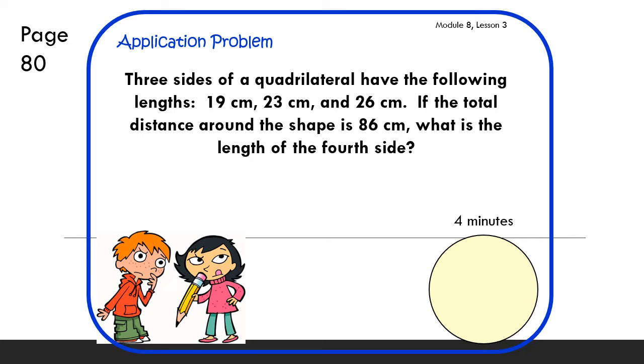Next is your application problem on page 80. I'll read, follow along. 3 sides of a quadrilateral have the following lengths: 19 centimeters, 23 centimeters, and 26 centimeters. If the total distance around the shape is 86 centimeters, what is the length of the fourth side?